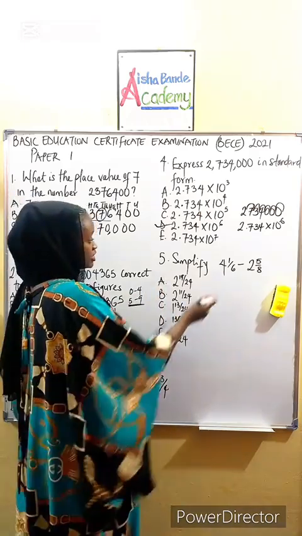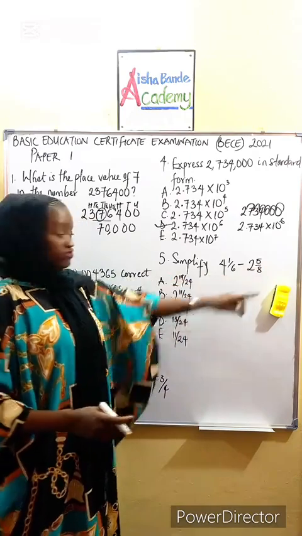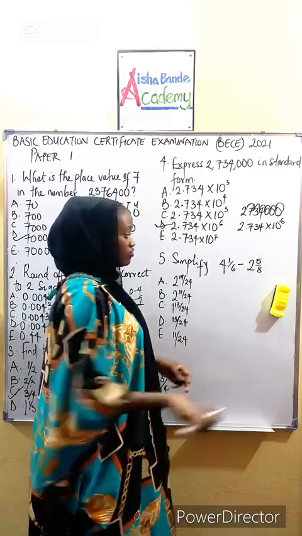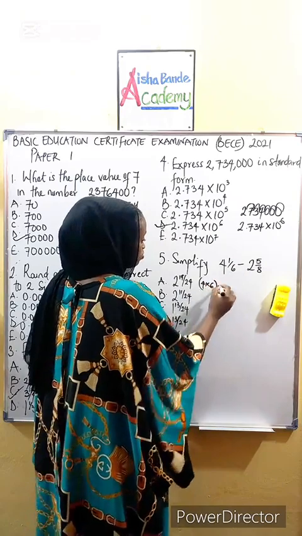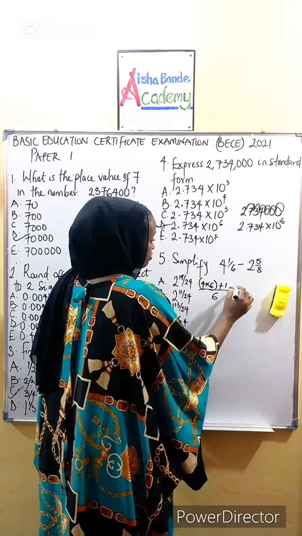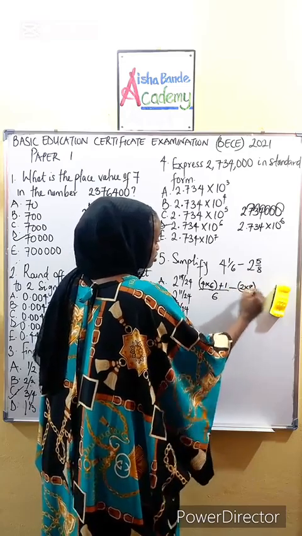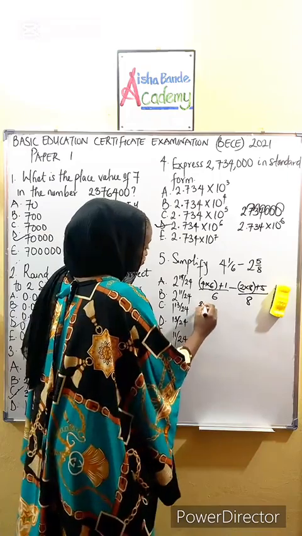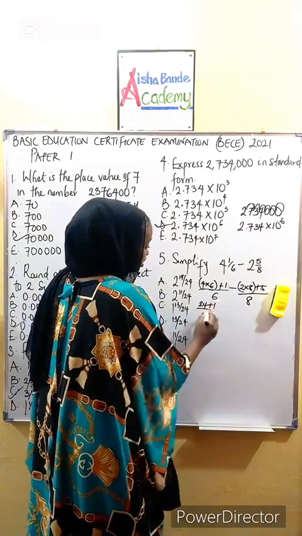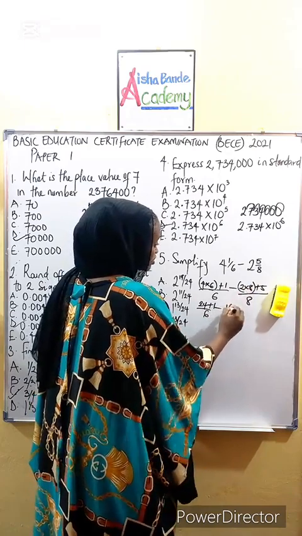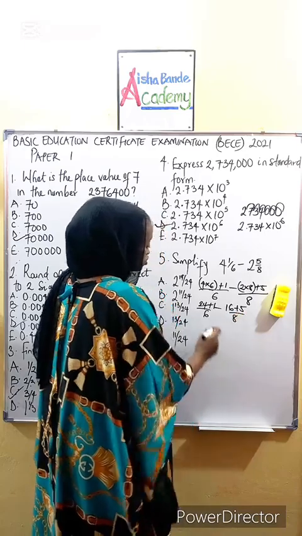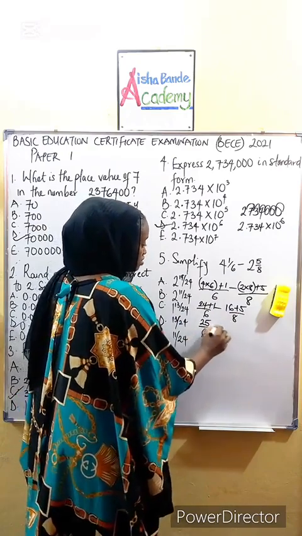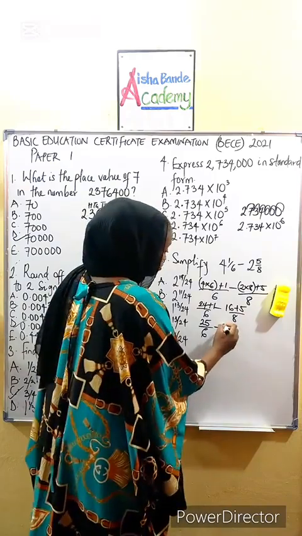The last question, number 5, says simplify 4 whole number 1 over 6 minus 2 whole number 5 over 8. For us to simplify this, all we need to do is to change these mixed numbers to improper fractions. This is going to be 4 times 6 plus 1 all over 6 minus 2 times 8 plus 5 all over 8. So 4 times 6 gives us 24, plus 1. This one here is all over 6, minus 2 times 8 gives us 16 plus 5, all over 8. Simplifying further, we have 24 plus 1 gives us 25 all over 6, minus 16 plus 5 gives us 21 over 8.